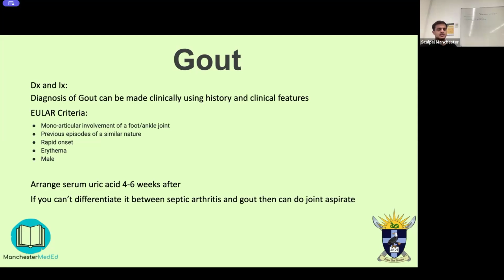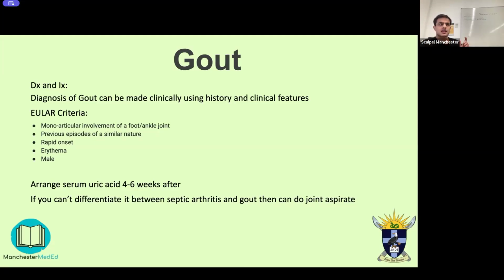So something called the EULAR criteria, European Union of something. I can't remember what it was. No, the European Union League of, I can't remember. It's so the EULAR criteria, the European Alliance of Associations for Rheumatology criteria. So it doesn't matter what it stands for, right? It just matters what the criteria is.